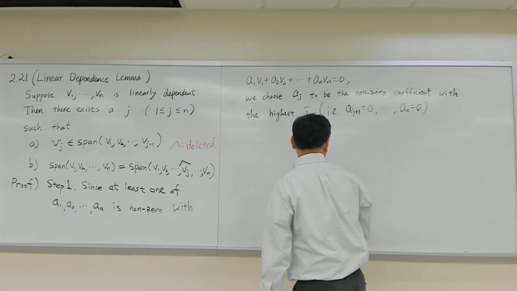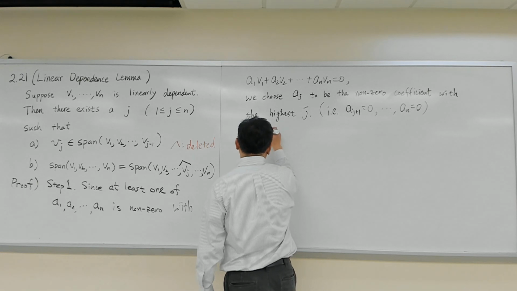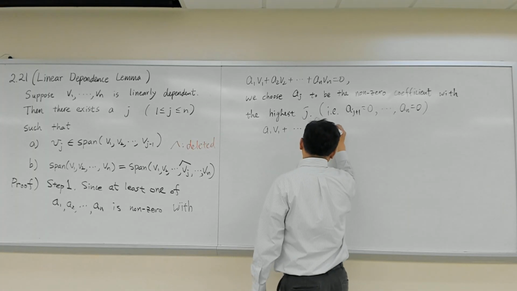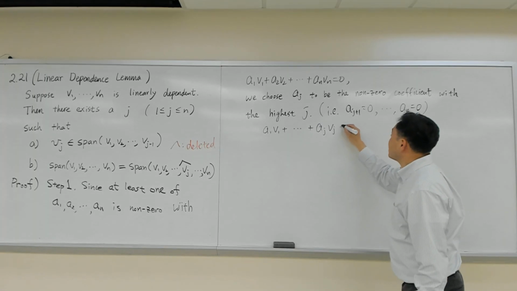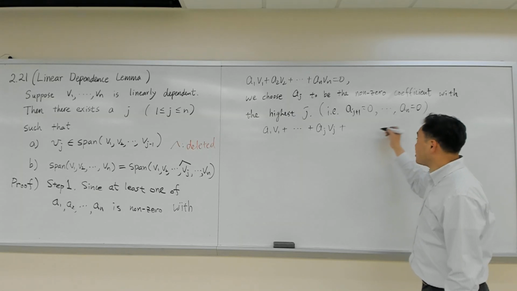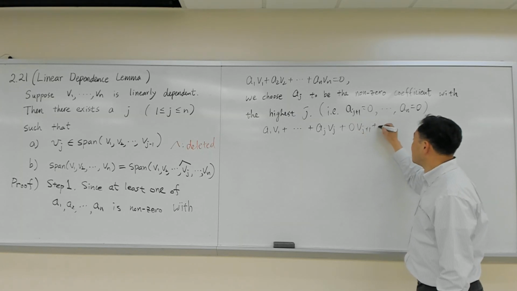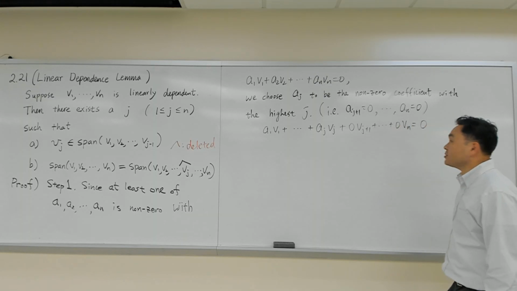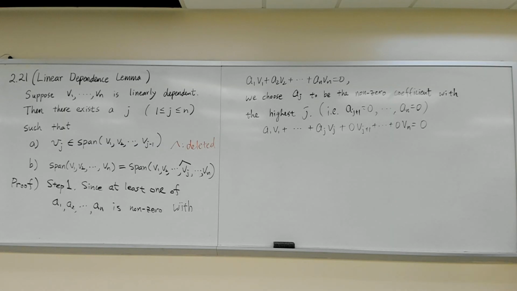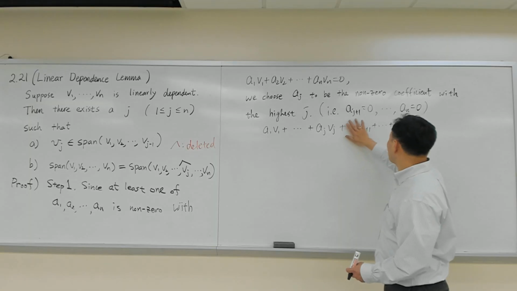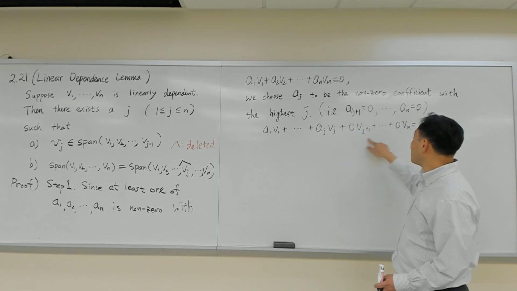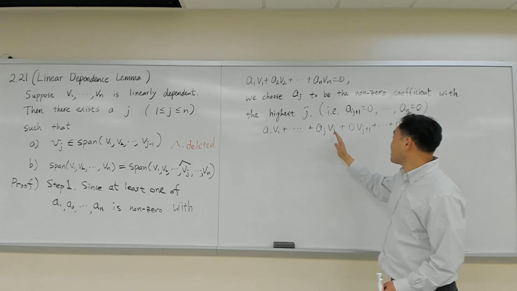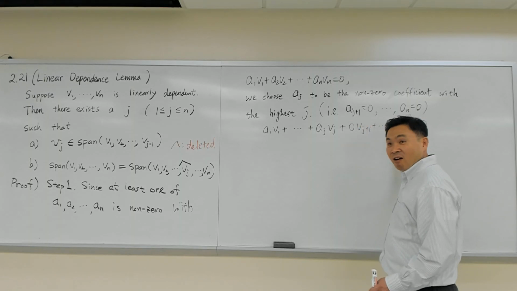Okay, so let's now see what that means. That means that you have A1 V1 plus and so on up to Aj Vj, plus, because everything afterwards is 0, you have 0 times V(j+1) up to 0 times Vn. All of these are 0, so it's still equal to 0. Now what if j itself is n? Well, in that case you don't have these extra terms, and that's fine. It's just that j is the highest one, such that everything on the right side, if there is any, should be 0.